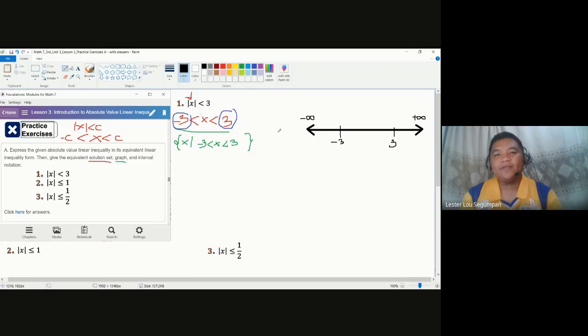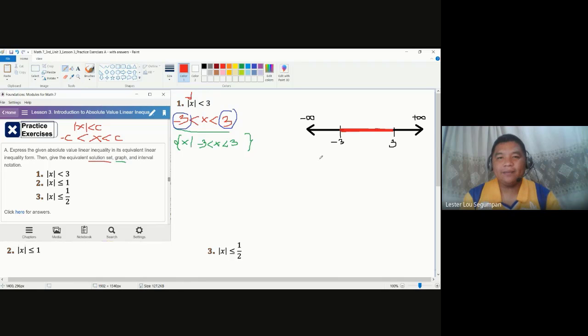Next, instead of direction, we know that the values are just between -3 and 3. So we are going to shade all values between the two endpoints. The values meet. It does not extend to both infinities, but they just meet here. And we have the boundaries of -3 and 3.